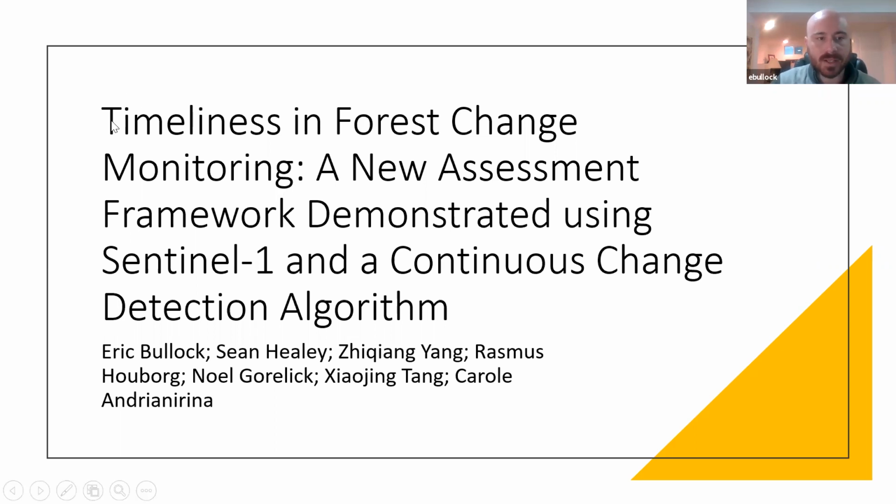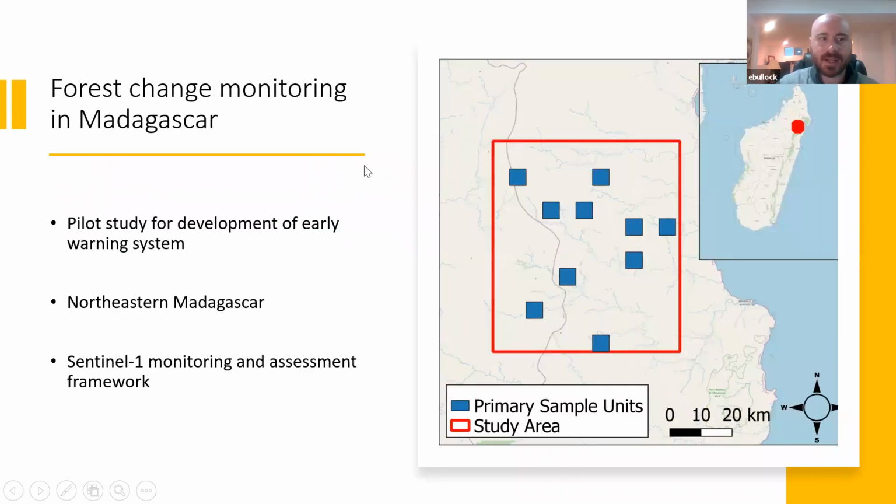The title of the paper that we submitted is Timeliness in Forest Change Monitoring: a new assessment framework demonstrated using Sentinel-1 and a continuous change detection algorithm. So that's a lot of words. What that means is basically two things. On the one hand, we were trying to develop a forest change monitoring algorithm, but we were also interested in how we could evaluate such an algorithm.